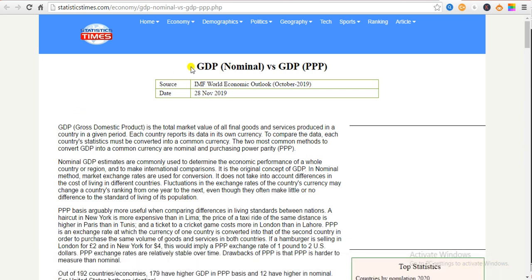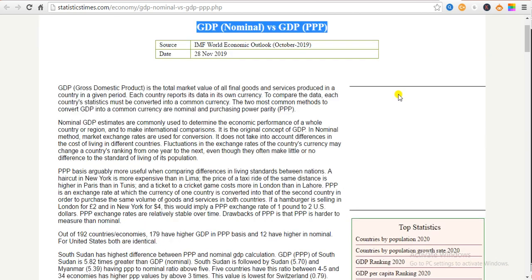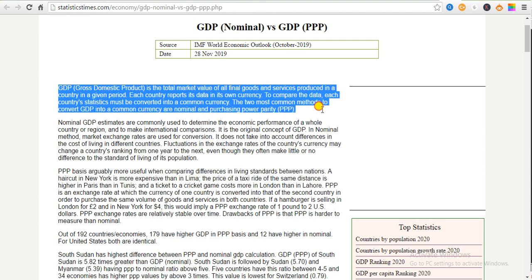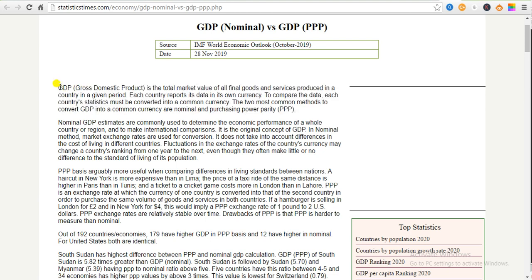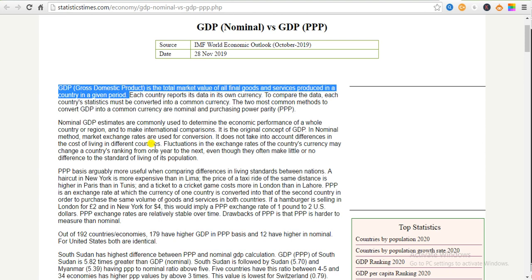Okay, so this is GDP nominal versus GDP PPP. I just want this to sink in. This is the same concept put another way. GDP is the total market value of all goods and services produced in a country in a given period. So basically, this is all you need to know about GDP.